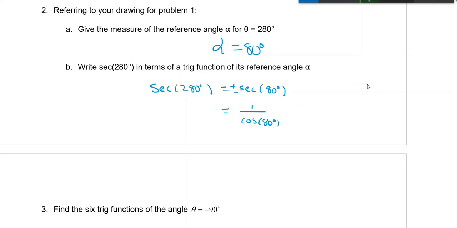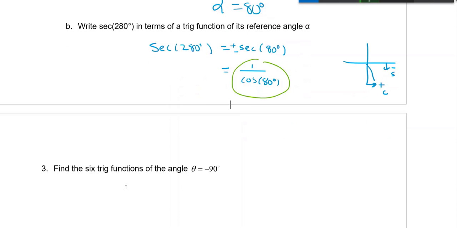Now we can investigate the sign. We're in quadrant 4. In quadrant 4, the x values are positive and the y values are negative. So the cosine is positive, the sine is negative. The cosine being positive means I could put a positive here, and you can leave it there if you like, but you don't really need it because it's positive by default. And there's your secant of 280, which can be written as 1 over the cosine of 80. That's a trig function in terms of its reference angle.